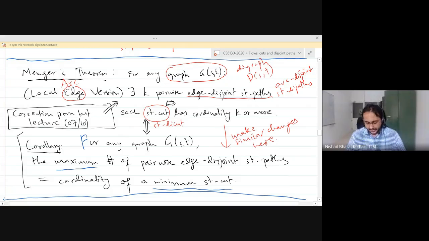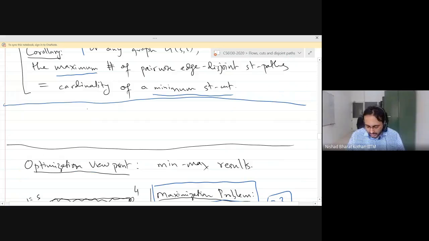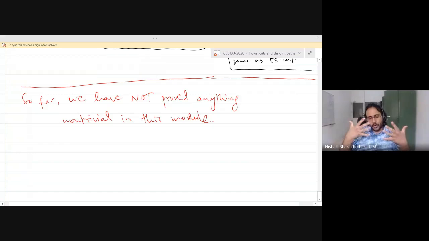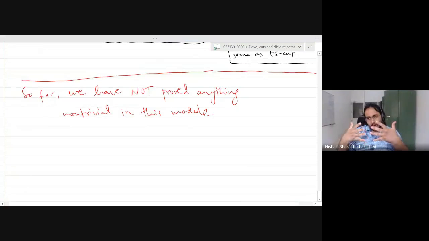Good. So what's next? Now we are going to switch to flows and cuts. So far we have been talking about disjoint paths and cuts, and in some sense disjoint paths and cuts are dual to each other. If you want a lot of disjoint paths, you can't have a small cut. And what these theorems are telling you is that the maximum number of disjoint paths is equal to the minimum cardinality of a cut.